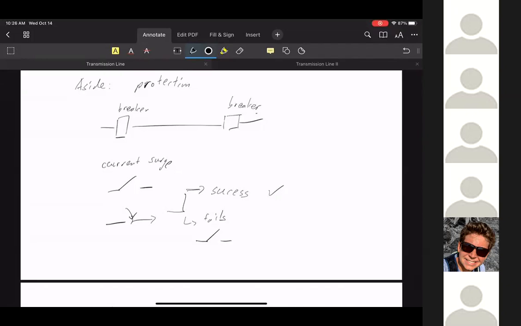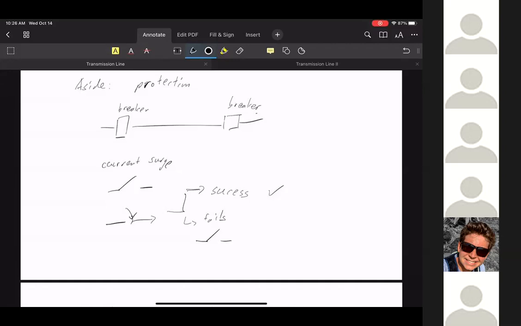Not quite. So let's think about it. Let's say you're generating something and the load increases. It's really not the voltage. You don't see the voltage changing that quickly. What you see is the frequency in the system changing quickly.